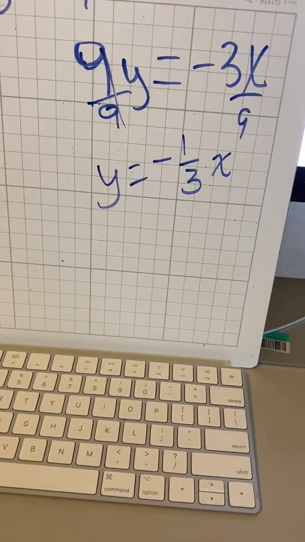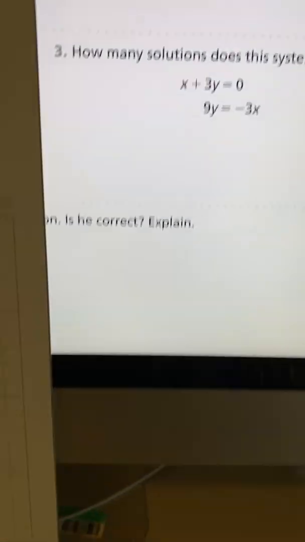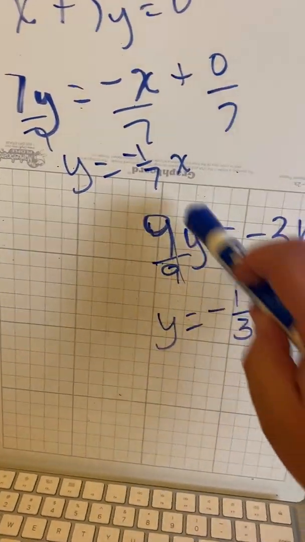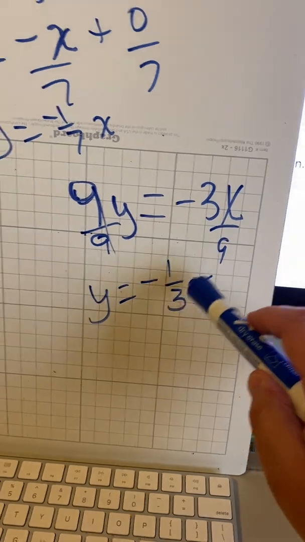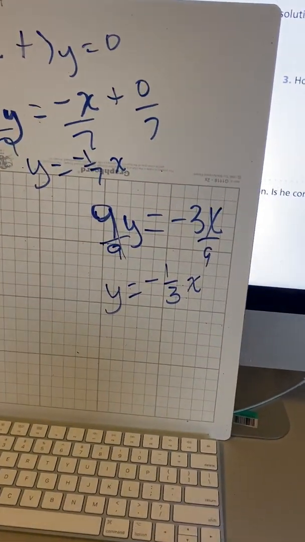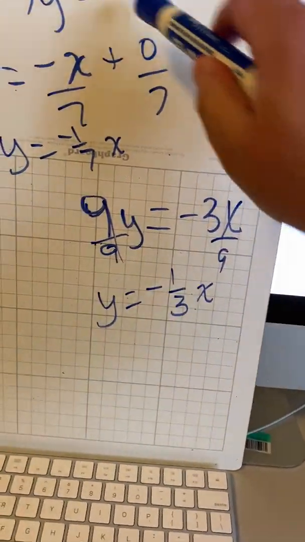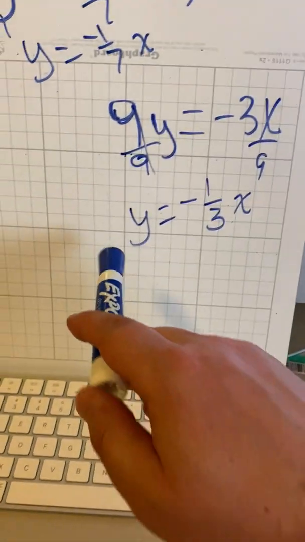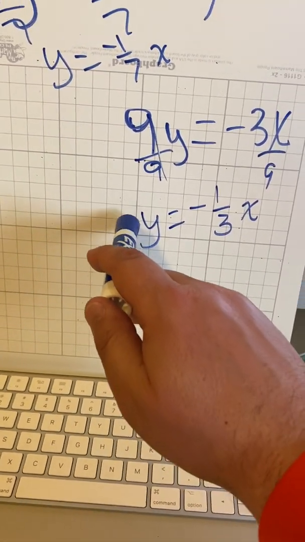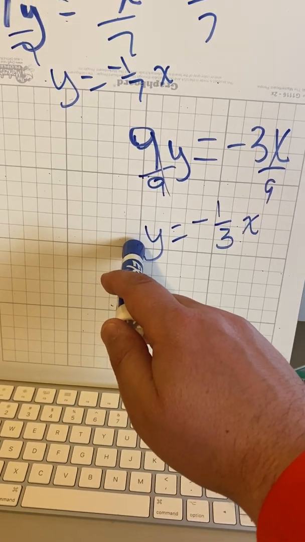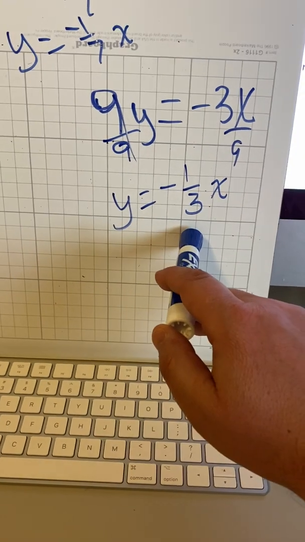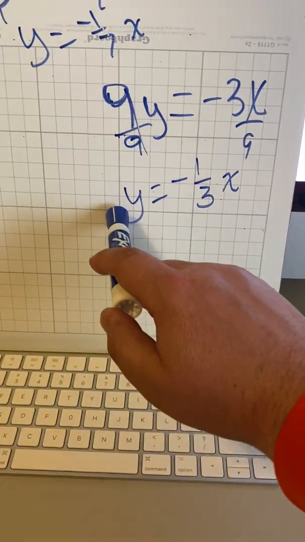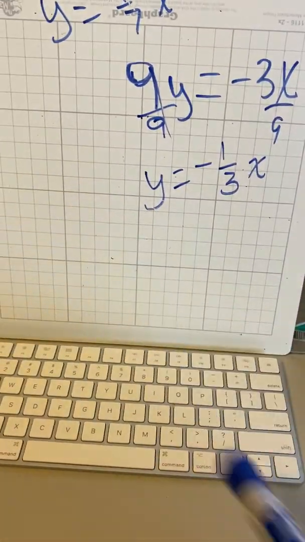All right. The question says, how many solutions does this one have? Well, the good news is there's only one solution. And how do I know? Different slopes. This is a negative 1/7. This is a negative 1/3. They're both negative. Great. They both go down, but they're not the same. They both cross the y-axis because they're both plus 0. That means they both cross the y-axis at 0, the origin. That's the only place that they cross. This one goes down 1, right 7. This one goes down 1, right 3. And they just make two different lines that both cross at 0.